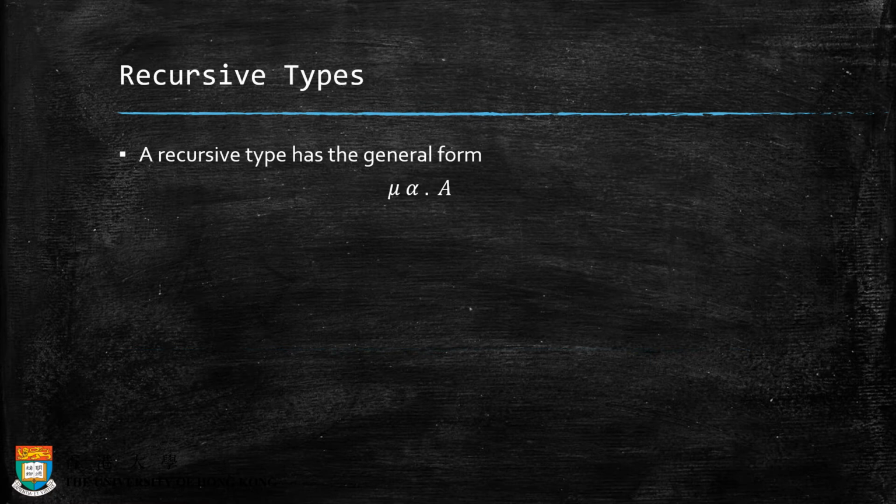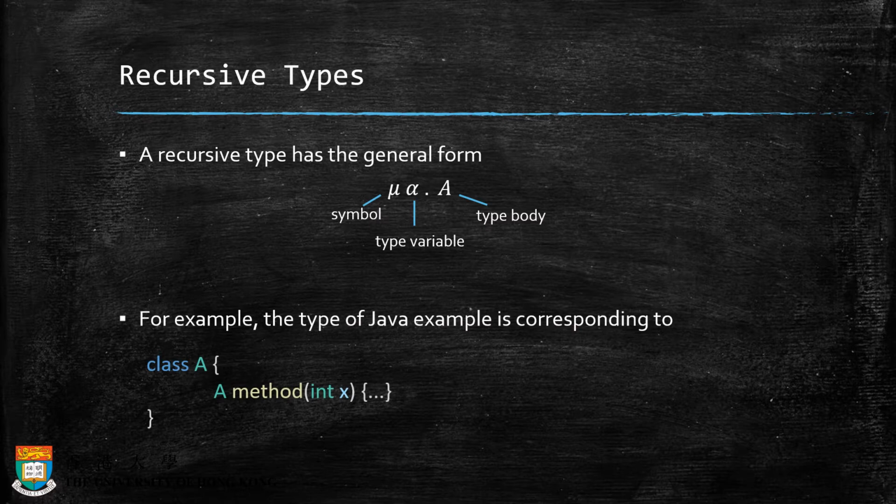First of all, let me briefly introduce what recursive types are. As you can see, a recursive type has the general form mu alpha dot A, where mu is the symbol, and capital A represents the type body, referred to by the type variable alpha. Recursive types are used in many languages.